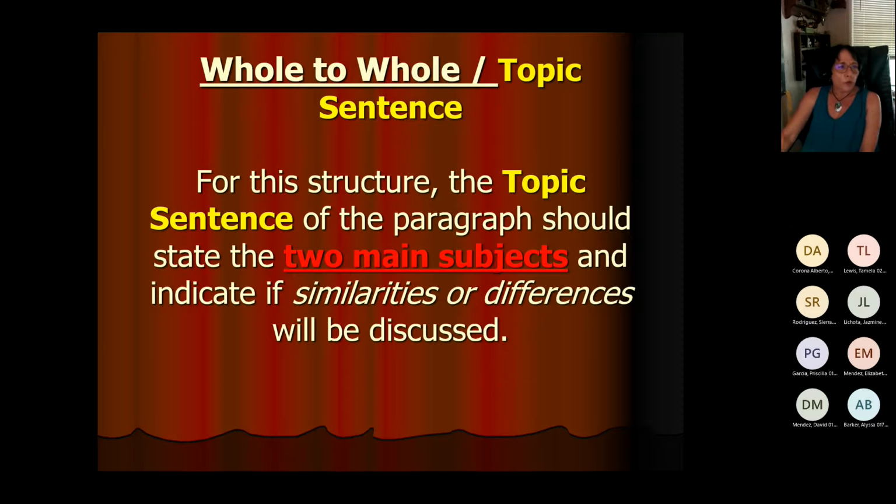For the topic sentence, you have to state the two main subjects, and indicate if similarities or differences are going to be discussed. And sometimes you should state the points of comparison. But for this type of organization, that's what you're focusing on, it's organized by the main subject.